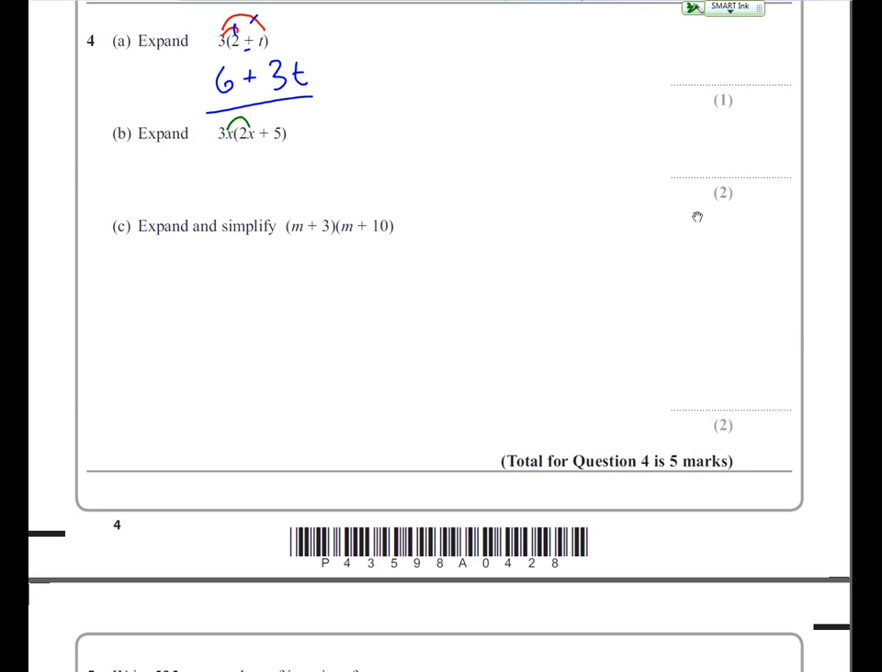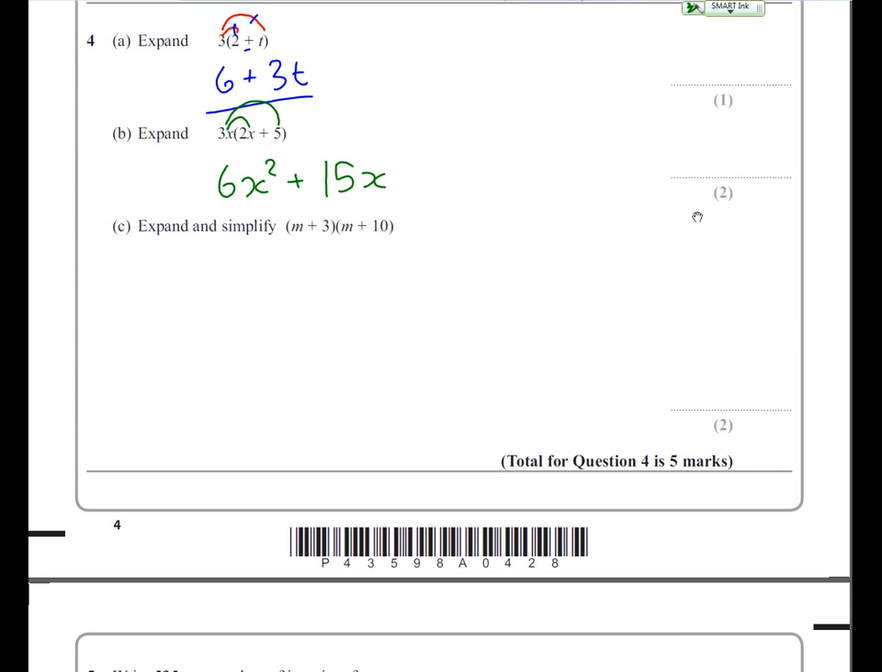Next one is half a banana again. 3x times 2x, well you do 3 times 2 is 6. X times x is x squared. That's that one done. And then we do 3x times 5. 5 lots of 3x is 15x. And it's a plus in the middle.